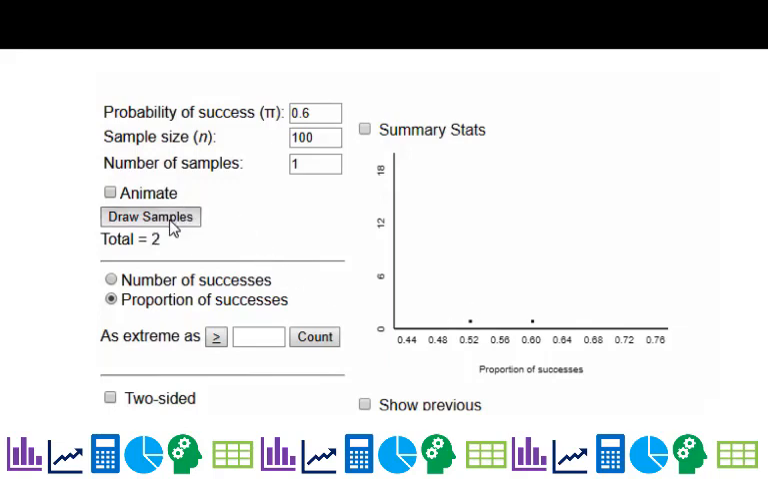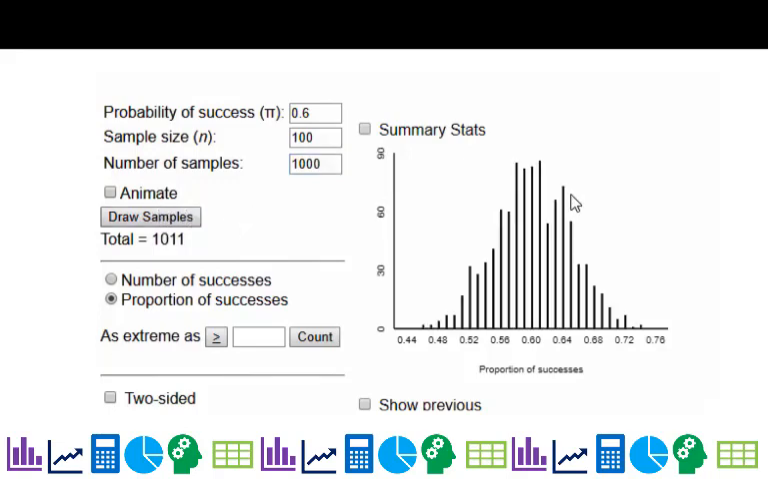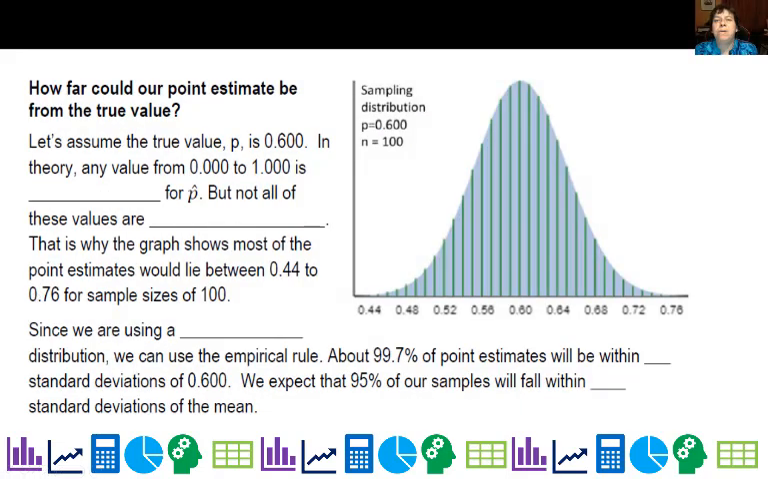So if I keep drawing samples, you can see a shape beginning. Let's say I draw 1,000 samples, and you start to see this shape. What do you see? Pretty much you're going to start to see the normal distribution that I was discussing on the previous slide. So how far could our point estimate be from the true value?